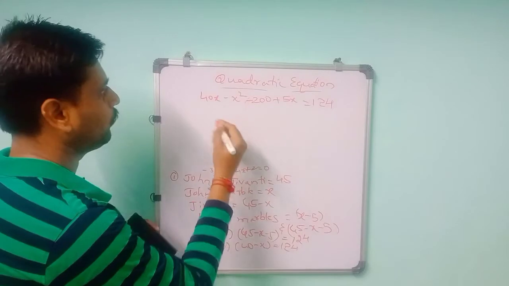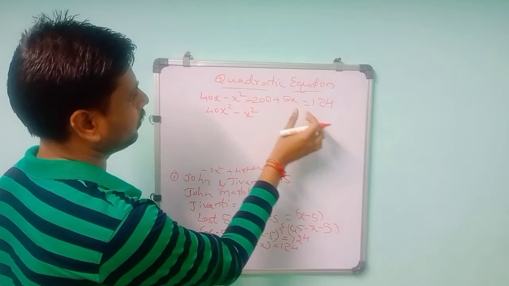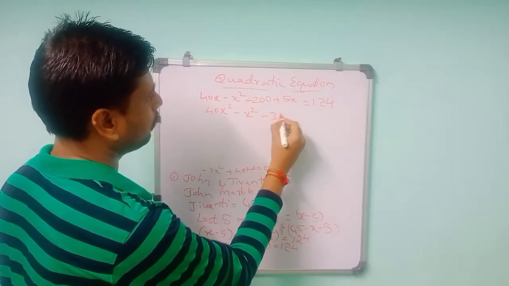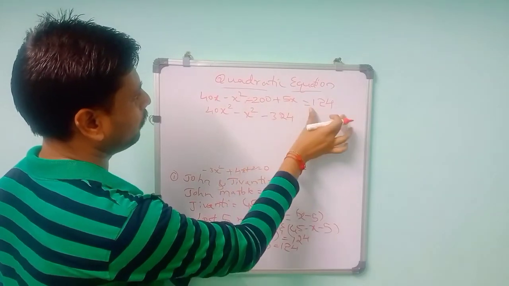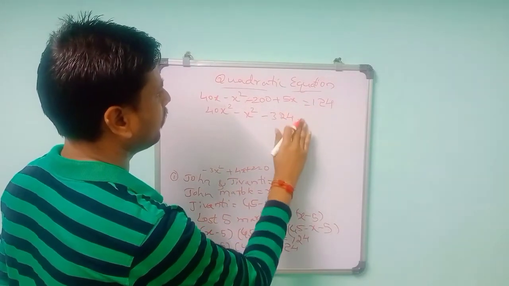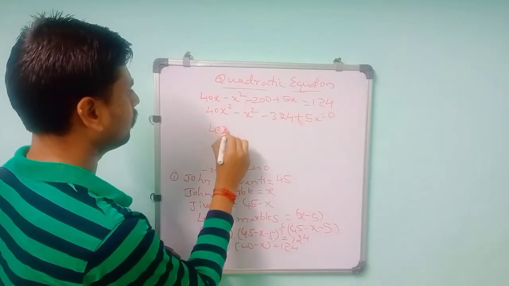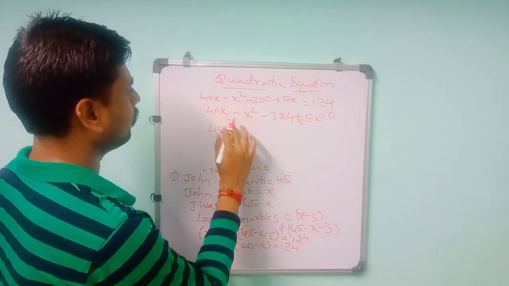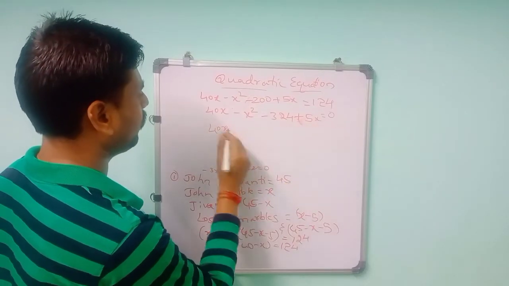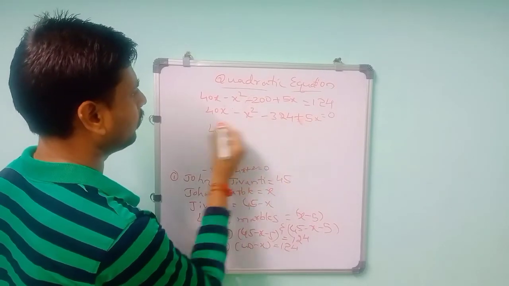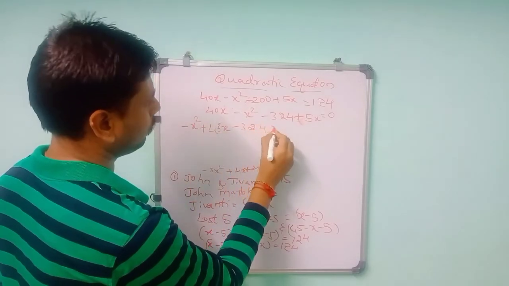So if you solve it, 40x minus x square minus 200, if you bring the 124 to this side, it will become minus 324, plus 5x is equal to 0. So 40x plus 5x is 45x. So minus x square plus 45x minus 324 is equal to 0.